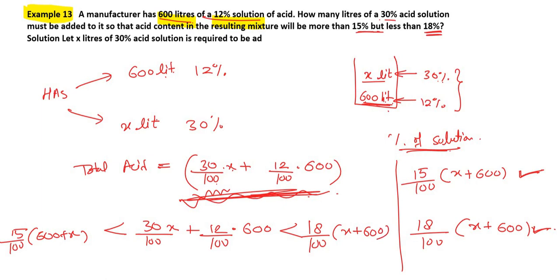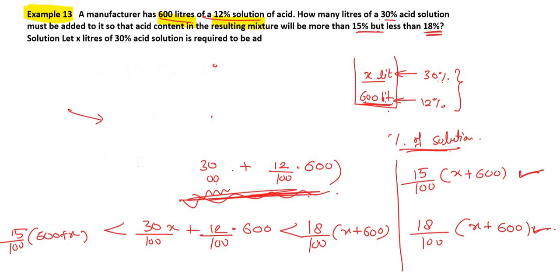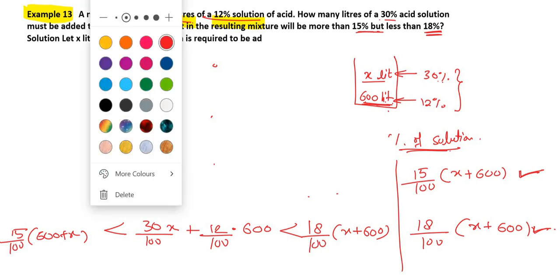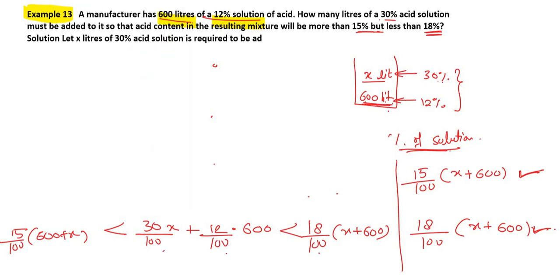Okay, now we are supposed to solve this inequality. So how will we solve it? Let's see. Can I remove 100 everywhere? If you see here, here is 100, here is 100, 100 and 100, correct? Everywhere is 100, so we can easily remove this 100. Let me write it down: 15 into 600 plus x is more than 30x plus 12 into 600, less than 18 into x plus 600.